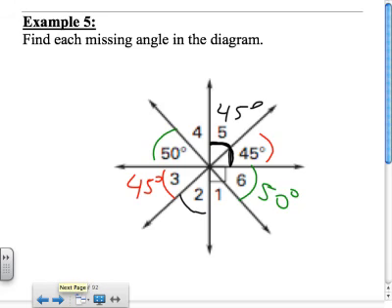I'm still going to use my vertical angles congruence theorem here. And then it's the same argument on the other side. These two angles add up to 90. If that's 50, this guy's got to be 40. And this angle also must be 40 degrees. So just using the idea of complementary angles and then the vertical angles congruence theorem a couple times there, you have found all the missing angles.